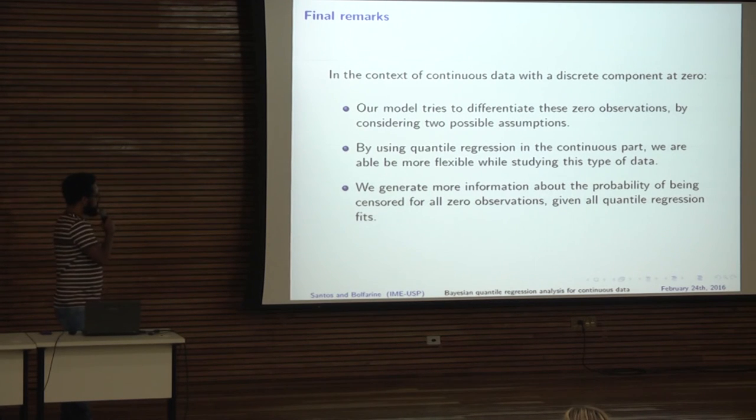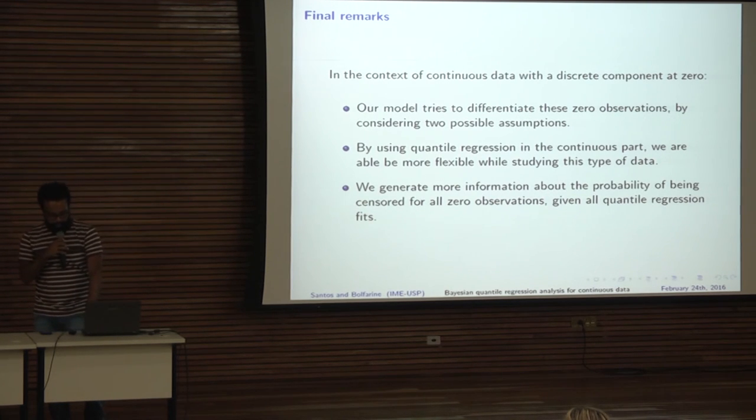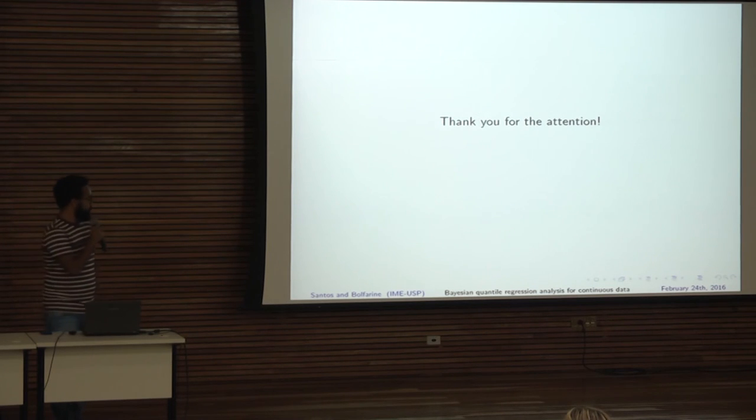And we believe that it's interesting to use these quantile regression models to get more information and also to be more flexible when analyzing this data, because as we saw, this probability of being censored depends on the quantile. So an observation can have a small probability of being censored for a low quantile, but maybe a greater probability of being censored for a larger quantile. So that's it. Thank you.